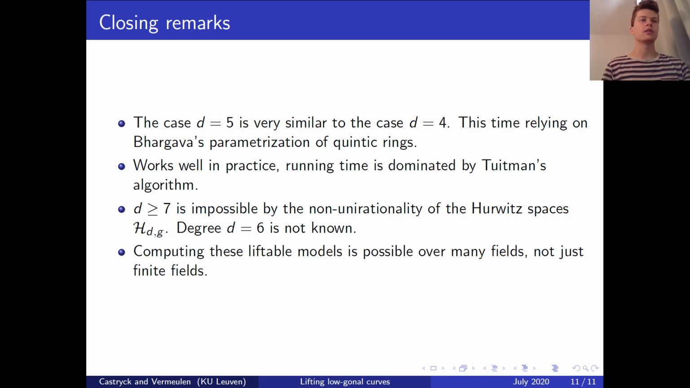And lastly, finding these good models seems interesting in its own right. So theoretically, this link between ring parameterizations and these good models works over any field. And in practice, if you want to compute this on a computer, then you can do this over more fields than just finite fields. So in particular, you can also do this over small degree number fields.